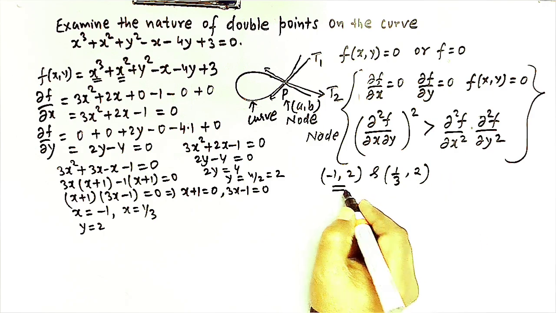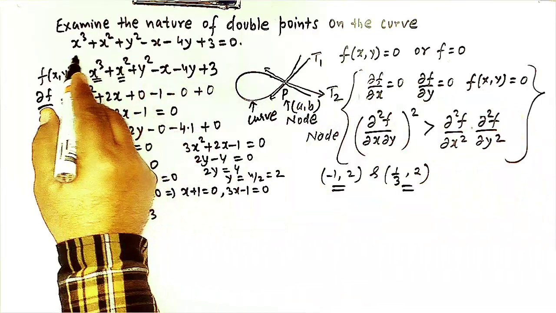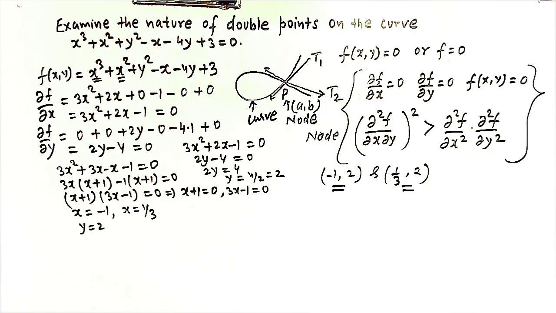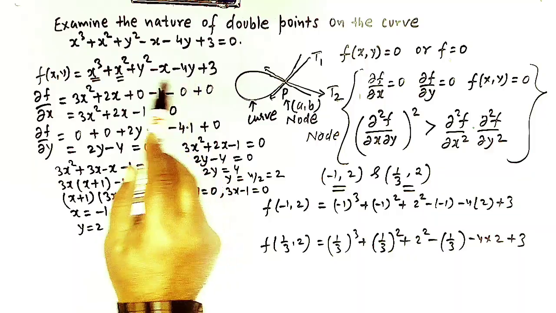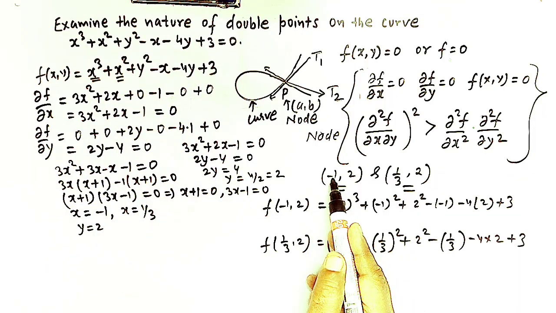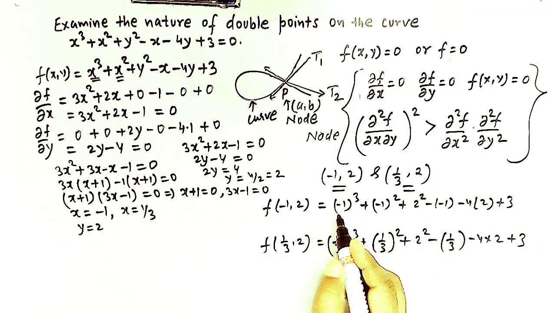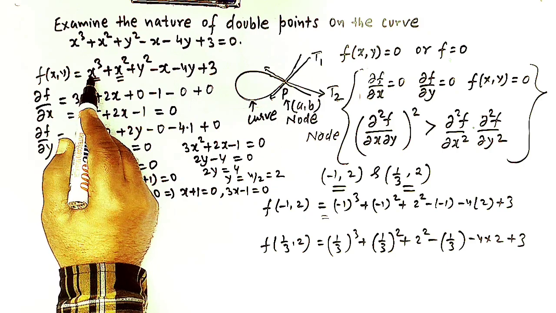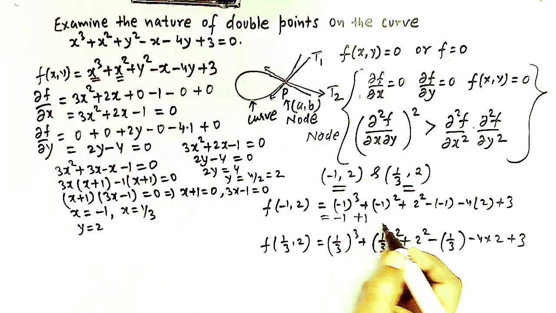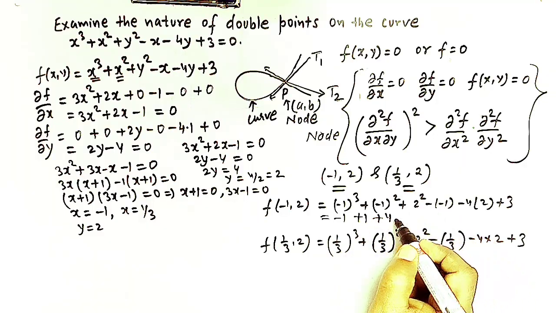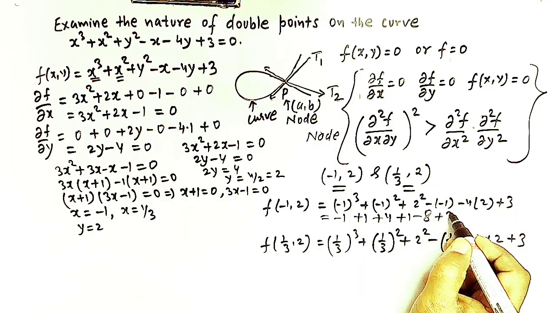So now let us check whether these 2 points satisfy the equation of the given curve. Let us substitute this coordinate in the equation of the given curve. So x is minus 1 and y is 2. So we have this expression, right? So minus 1 cube, here x is equal to minus 1, so here we have minus 1. Then we have plus 1. Here we have 4. Here we have plus 1. Then here we have 8, 4 times 2, and here we have 3.